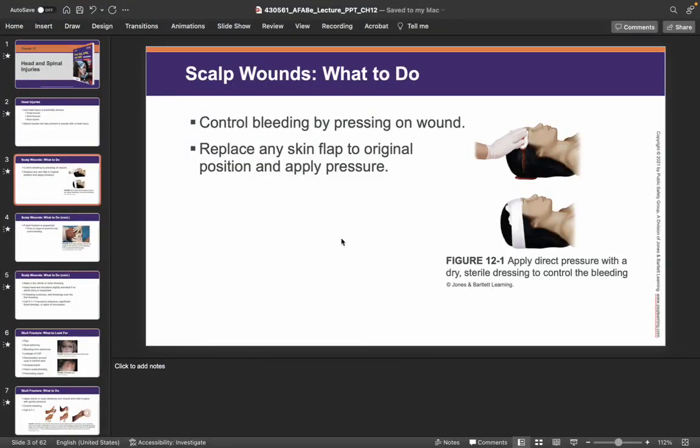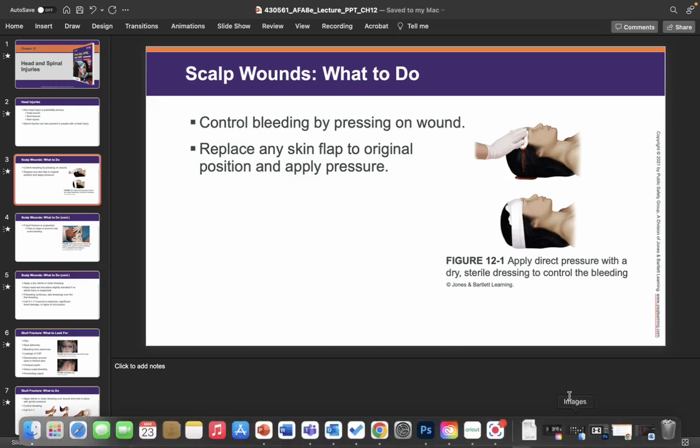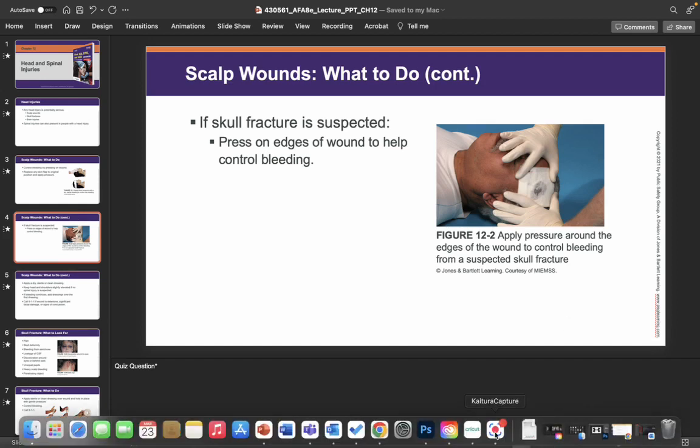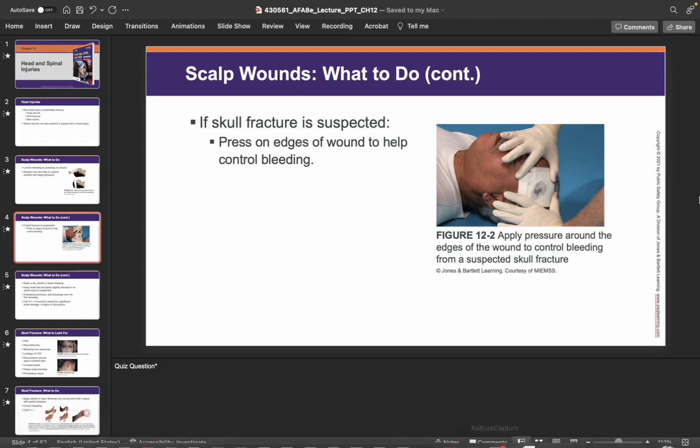All right. So, continuing on. If there is a skull fracture suspected, when it comes to applying direct pressure, you're going to do it just a little bit differently. Make sure that instead of pressing directly on the wound and risking putting pressure on the brain, we're going to put pressure around the edges of the wound. That is a quiz question. Make sure you put a star by that one.